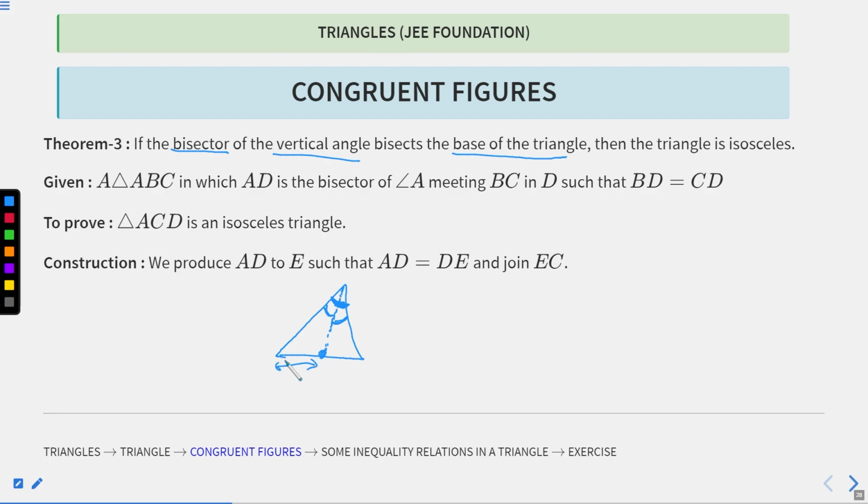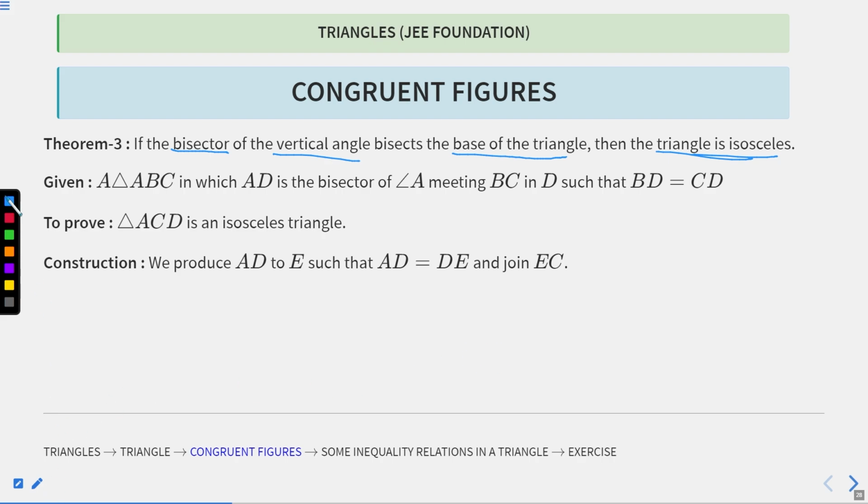Let me name the triangle ABC, and this point D. If this happens, that BD is equal to DC, then I will say that my triangle is an isosceles triangle. I hope you understand what the theorem is talking about. Let me once again provide you what my theorem is saying.